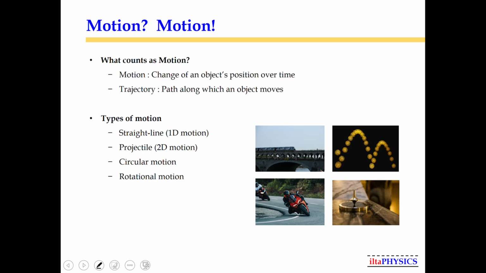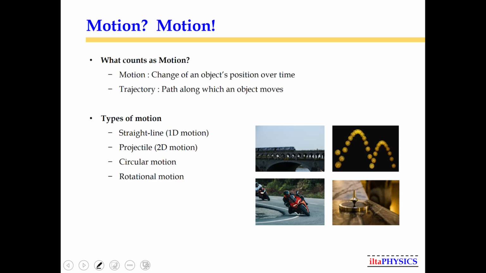The first type is straight line motion, also called one-dimensional motion. A train moving along a track is the most intuitive example. The object can move forward or backward. This is the simplest type of motion, and that's where we'll begin our study.